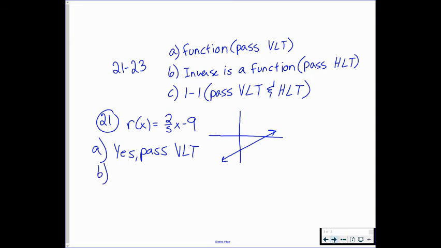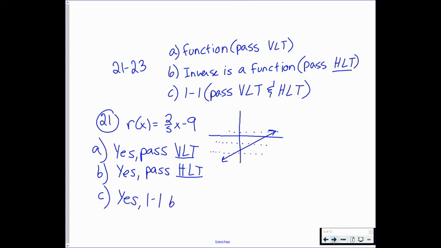The inverse is a function if it passes the horizontal line test. If you draw horizontal lines through the function, it crosses once. So yes, it passes the horizontal line test. Because the graph passes the vertical and horizontal line test, it is 1 to 1, because it passes both the vertical line test and the horizontal line test.